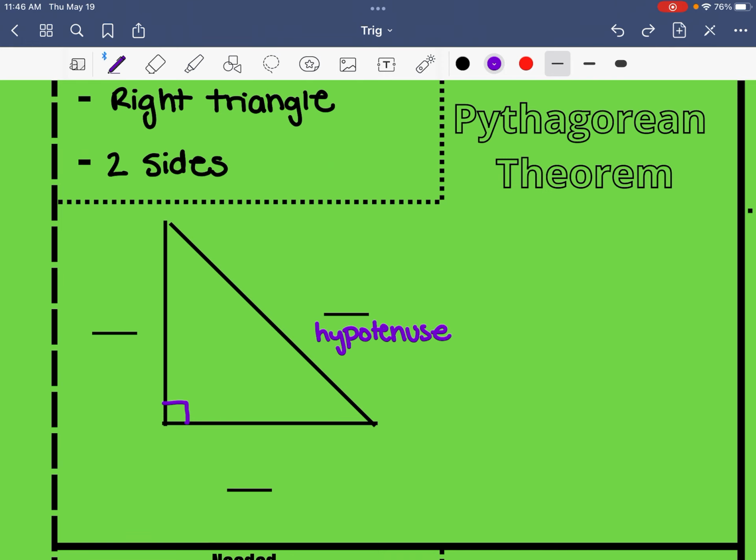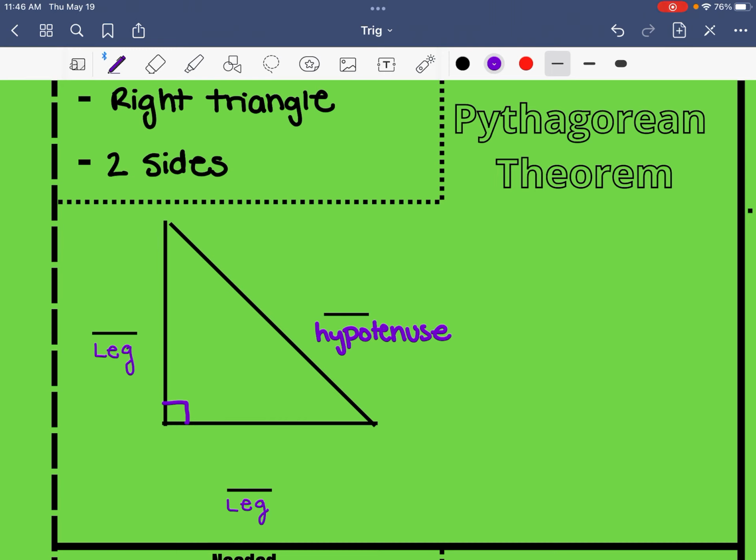The second term we have is a leg. So this side is going to be a leg. And this bottom side is also a leg. So in the case that we have here, only the hypotenuse is special. Everything else is just a plain old leg.